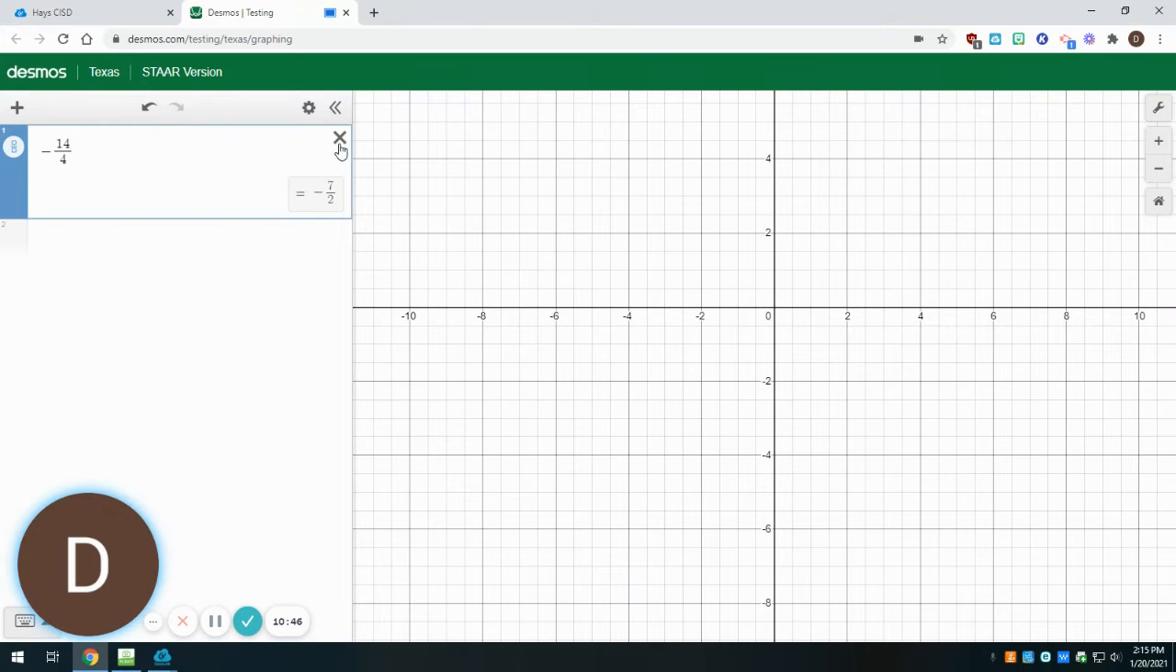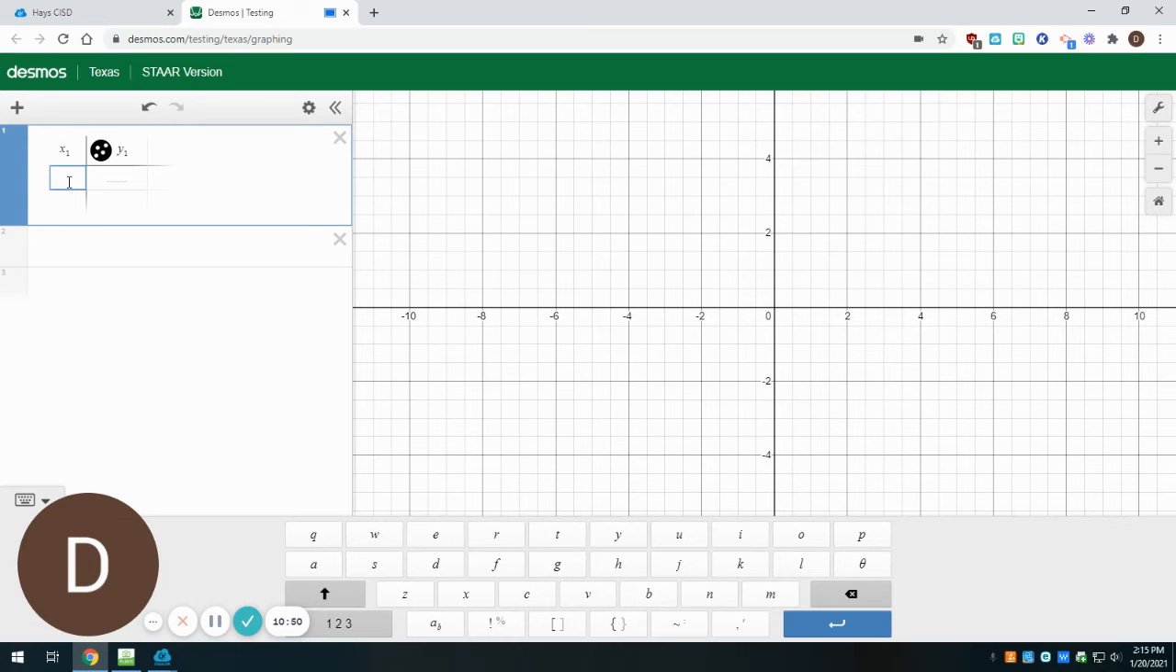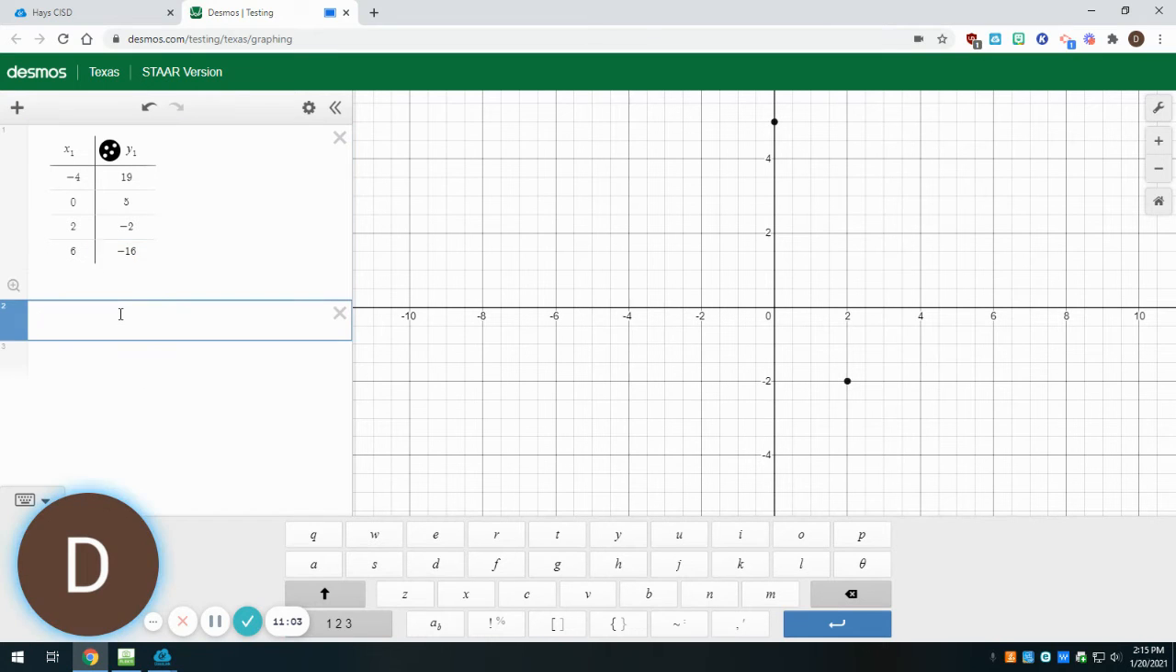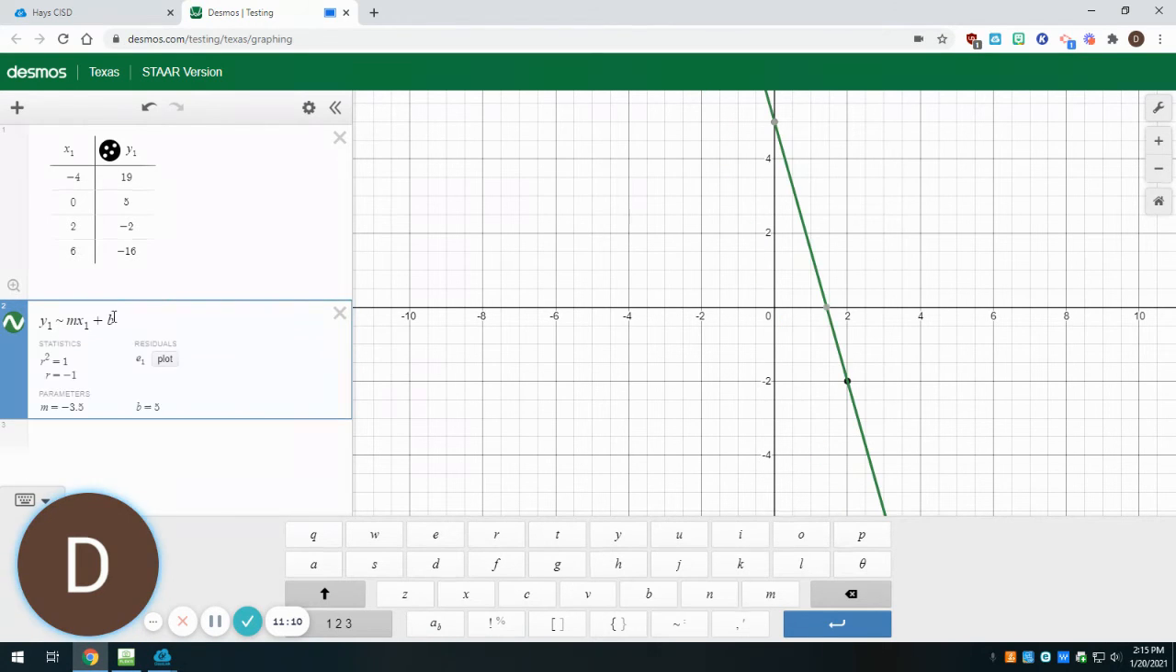But let's say that you don't trust yourself. You can run regression on this as well. So we could go back and put in that table, -4, 0, 2, and 6. And then in our y column, 19, 5, -2, and -16. And so we need the worm, right? So y1, worm, and x1 plus b. You have to tell it that data.